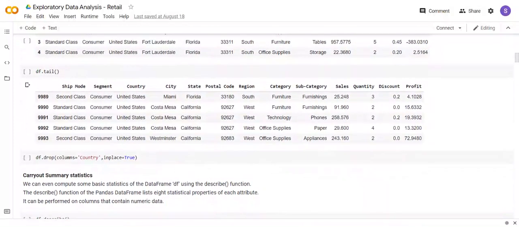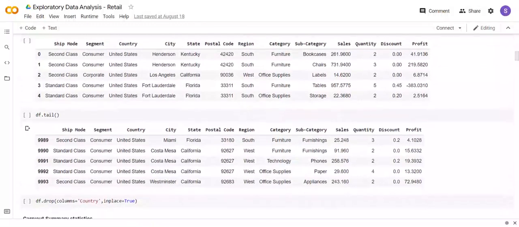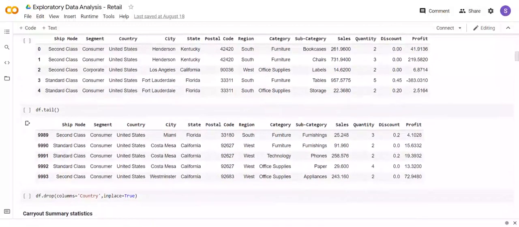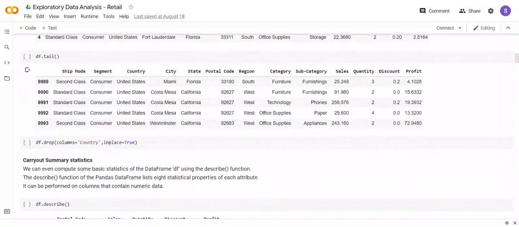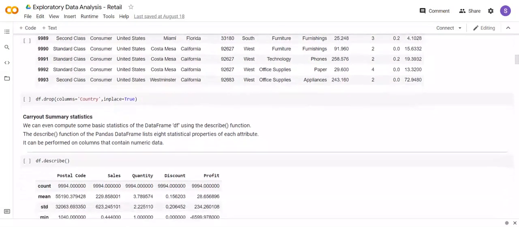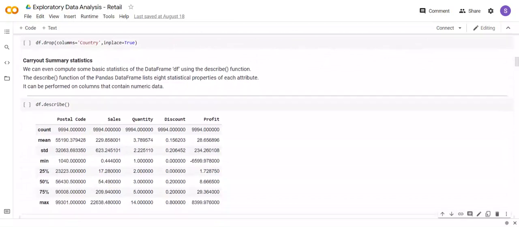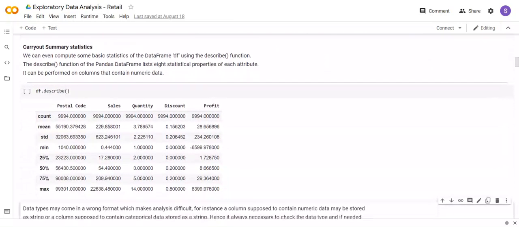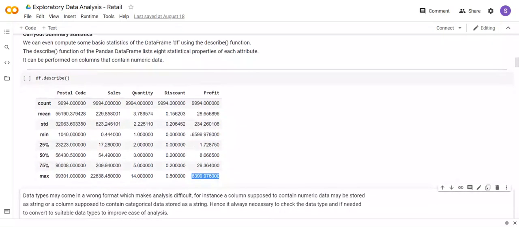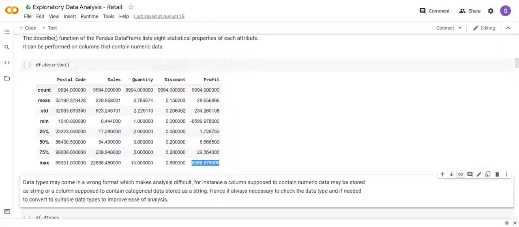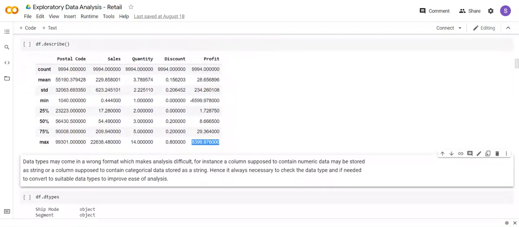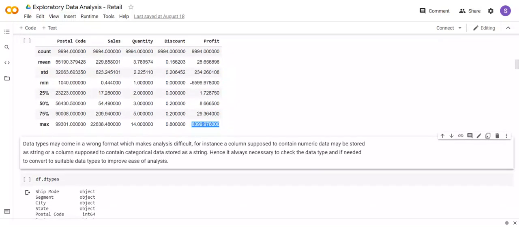And here you can see that the country is one, that is United States. So we don't need that column, and that's why I'm dropping it here. Now I want to see the summary statistics, and that we do through describe, where it shows 8 statistical properties of each attribute. So that is count, like there are 9,994 rows, its mean, standard deviation, minimum, 25 percentile, 50, 75, and max.